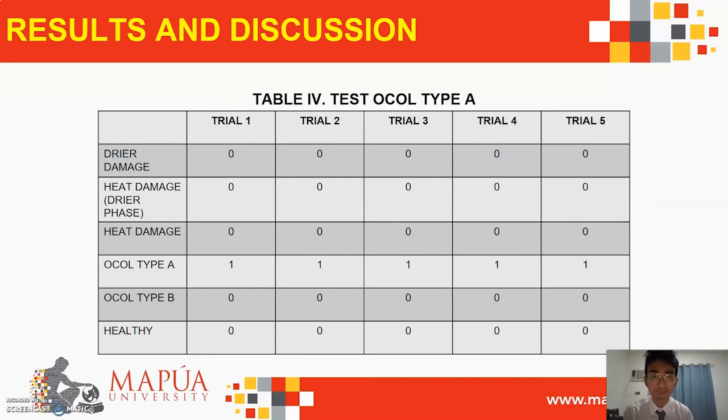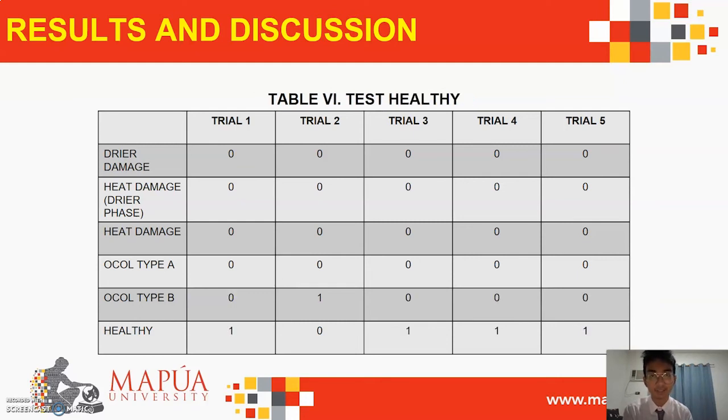Table 4, we tested focal type A. From trial 1, we got correct. Trial 2, correct. Trial 3, correct. Trial 4, correct. Trial 5, correct. So we got a 100% score here for table 4. Table 5, we have a sample of focal type B. So the input is focal type B. Then the output for trial 1, correct. Focal type B. Trial 2, focal type B, correct. Trial 3, focal type B, correct. Trial 4 and 5, correct.